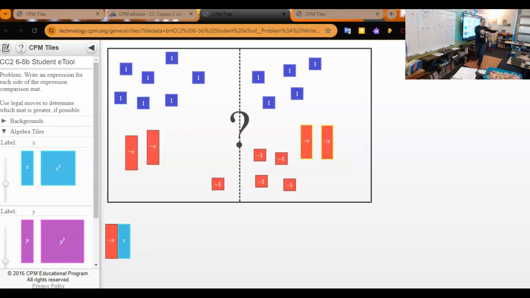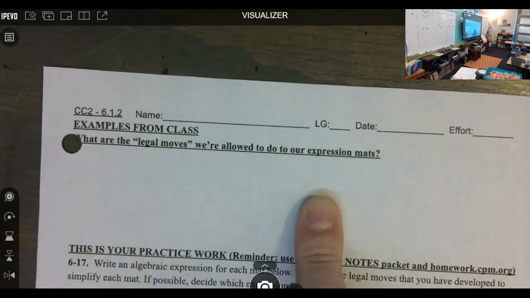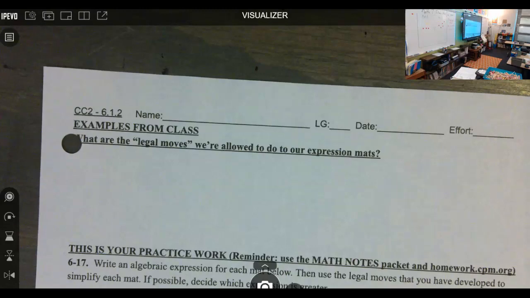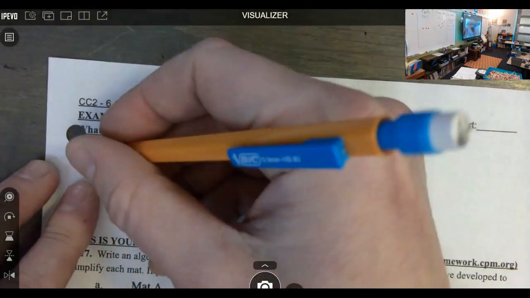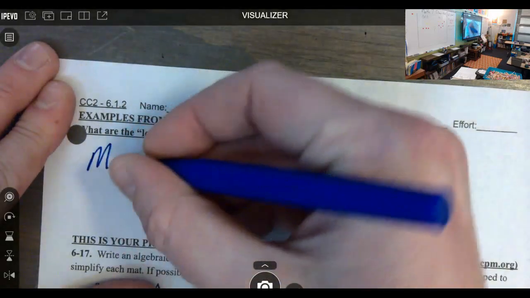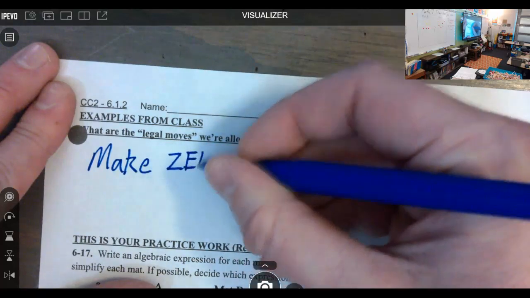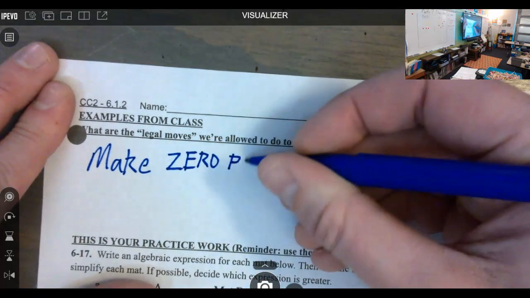Pause. Look at the 612 I just put in front of you. The 2 things we just said are the 2 things we're about to write down. What are the legal moves we're allowed to do in our expression mats? What did Raiden have us do? So, we can make zeros. I guess I could write in a pen. Make zeros and remove. And actually, it's 0 pairs if you want to be specific. Make 0 pairs.